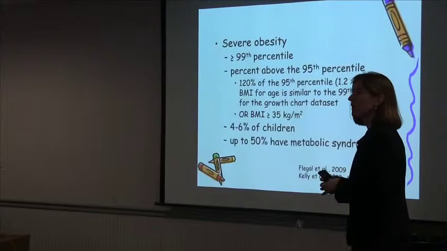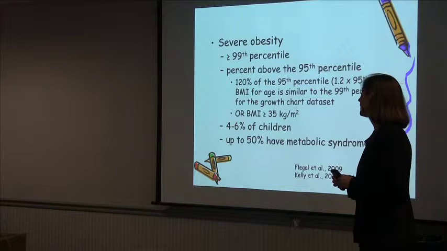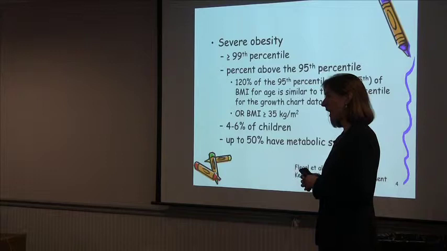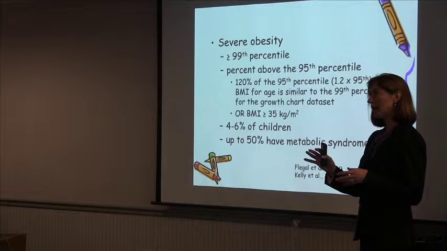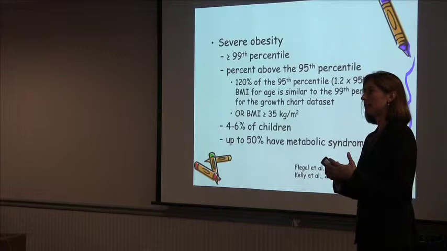One area of concern is that of severe obesity, where the prevalence seems to be actually increasing. And this has traditionally been defined as obesity greater than or equal to the 99th percentile. Catherine Flegal has recently suggested that we change that definition. When we look at the normed percentiles, the data only go up to the 97th percentile. And so what she suggested is that we use a metric of 120% of the 95th percentile, which maps onto the growth chart data pretty well.